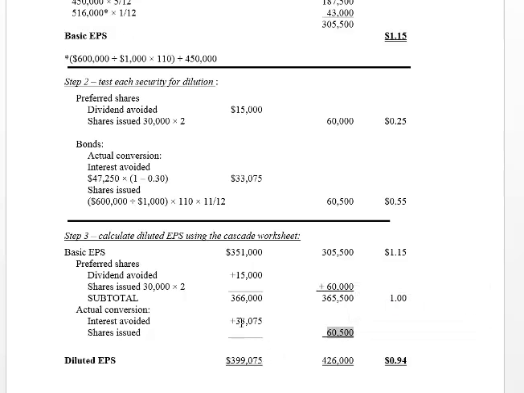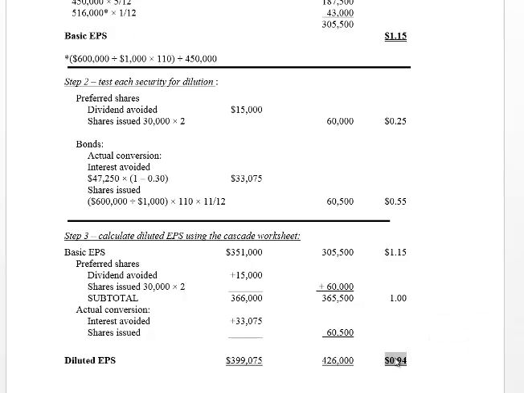basis. So now if we add this to our subtotal and this number here to our subtotal, we're going to get earnings available to common of $399,075. Our weighted average common shares would have been 426,000 weighted average common shares. So if we divide 399,075 divided by 426,000, we would have 94 cents a share.